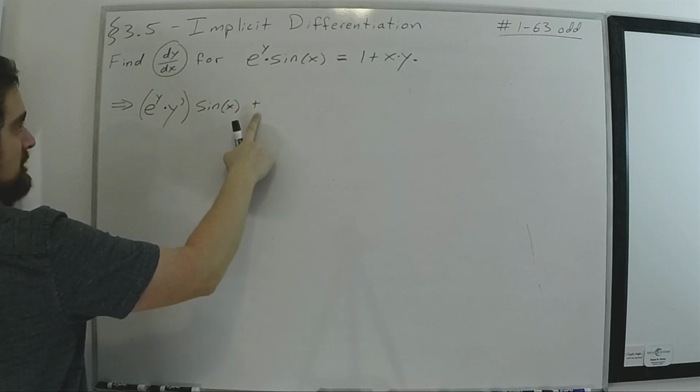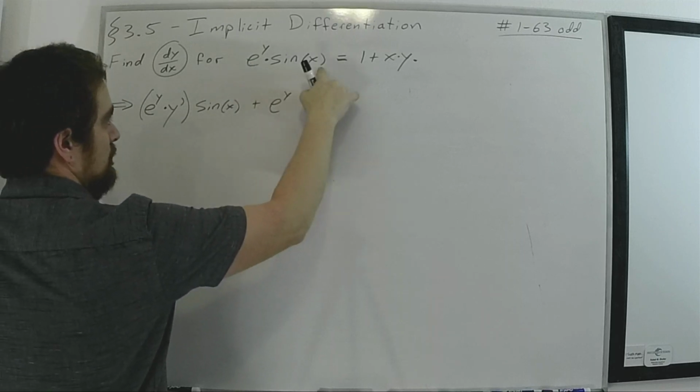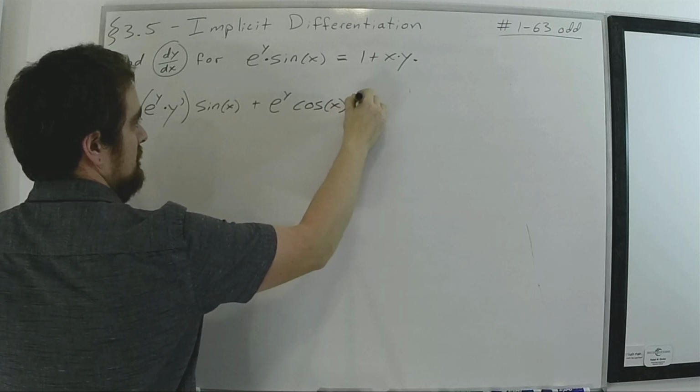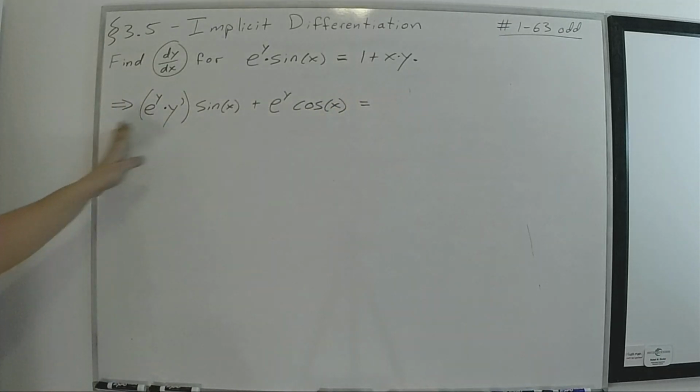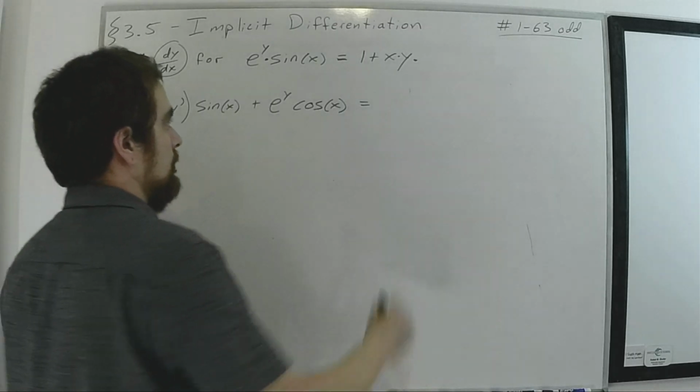Product rule gets the plus. Here's the original first function, e to the y, times the derivative of the second function. That one I can do explicitly. It's cosine of x. So that is the derivative of the left-hand side using product rule, and I surely needed chain rule on the first one.